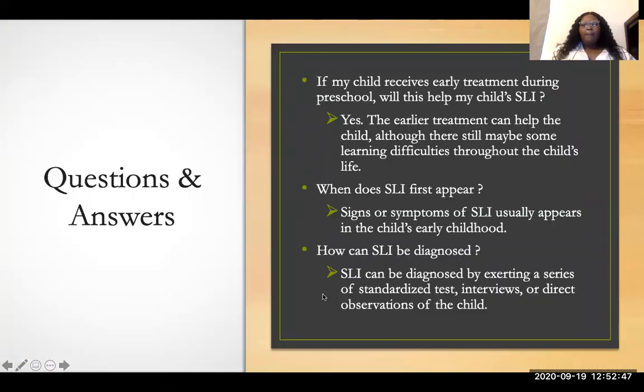Questions and answers. If my child receives early treatment during preschool, will this help my child's SLI? Yes, the earlier the treatment, the more it can help the child, although there still may be some learning difficulties throughout the child's life. When does SLI first appear? Signs and symptoms of SLI usually appear in the child's early life, between 18 to 24 months. How can SLI be diagnosed? SLI can be diagnosed by administering a series of standard tests, interviews, or direct observations of the child.